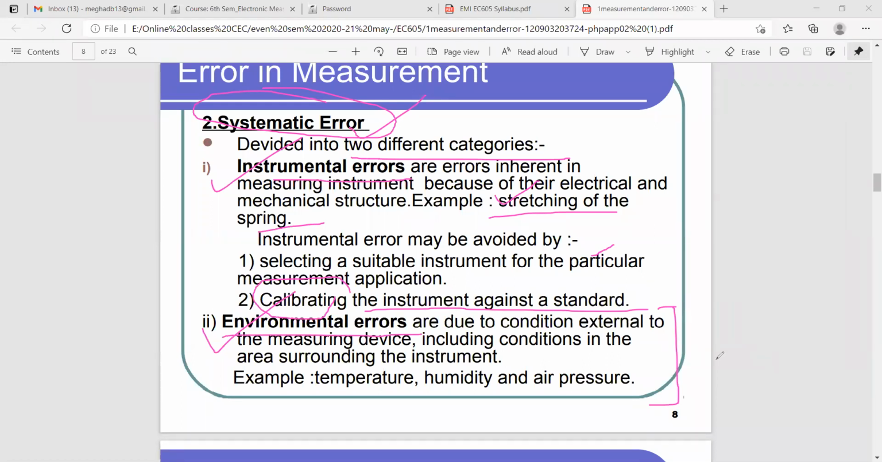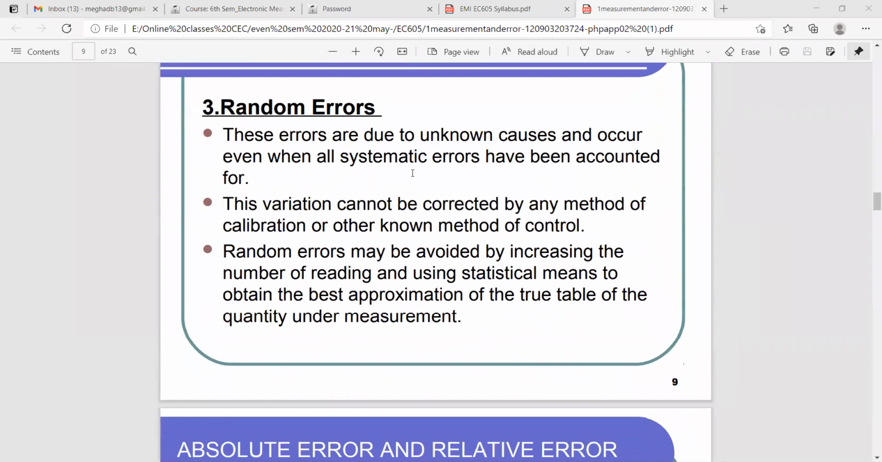So in that case, if any error occurs due to change in temperature, humidity, or air pressure, then we can say that is the environmental error. So under systematic error, two errors come, that is instrumental error and environmental error. I think this much is clear to you all. Next, we can move on to random error.